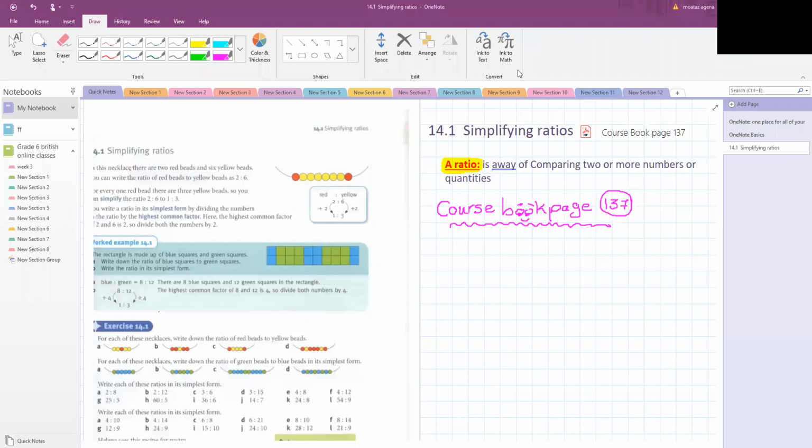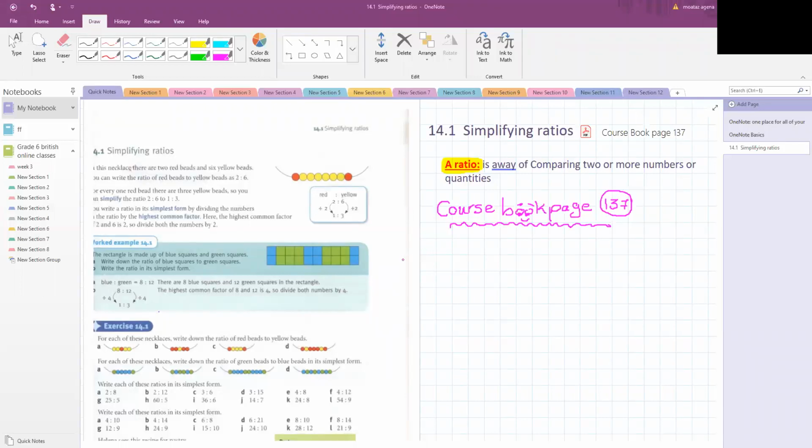Good morning, my students. My lesson today is simplifying ratios. A ratio is a way of comparing two or more numbers or quantities. We will see now in our course book, page 137, how to write the ratio and how to simplify it.